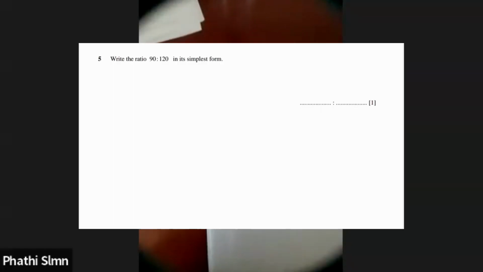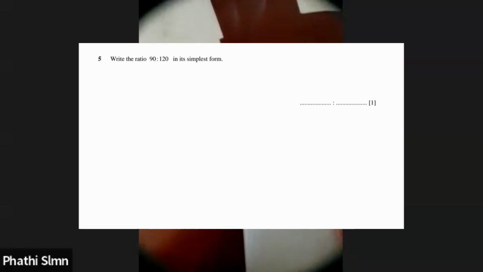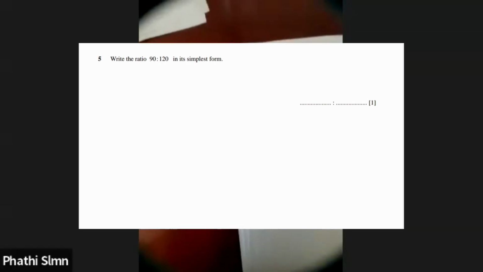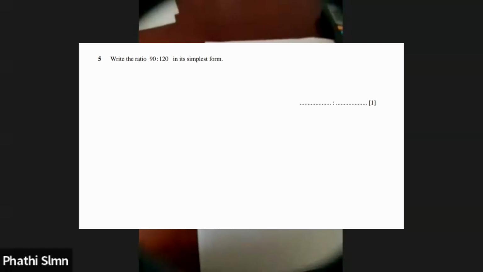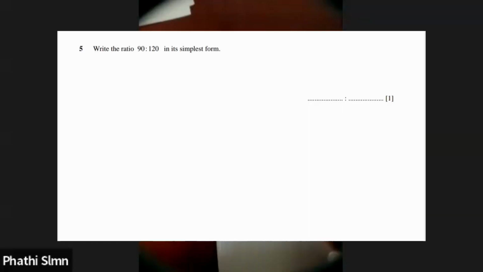Okay, good. Now, question 5, we're given a ratio. They are saying write the ratio 90 is to 120 in the simplest form. So they're simply asking us to simplify that ratio. So 90 is to 120. What is our simplified version of that ratio? 3:4. 3:4. Well done.